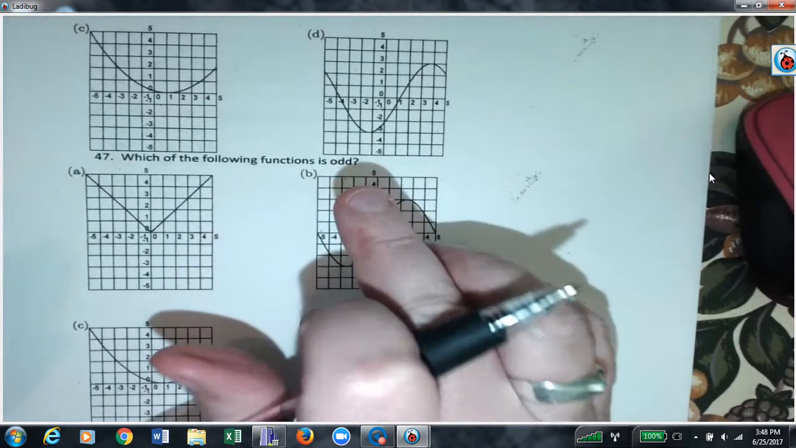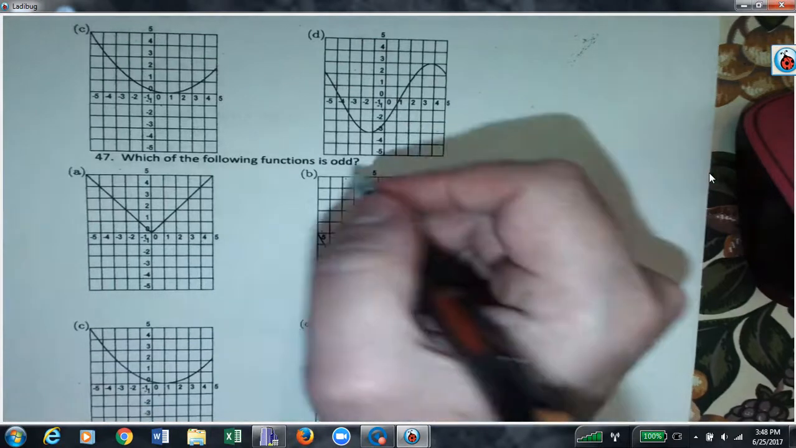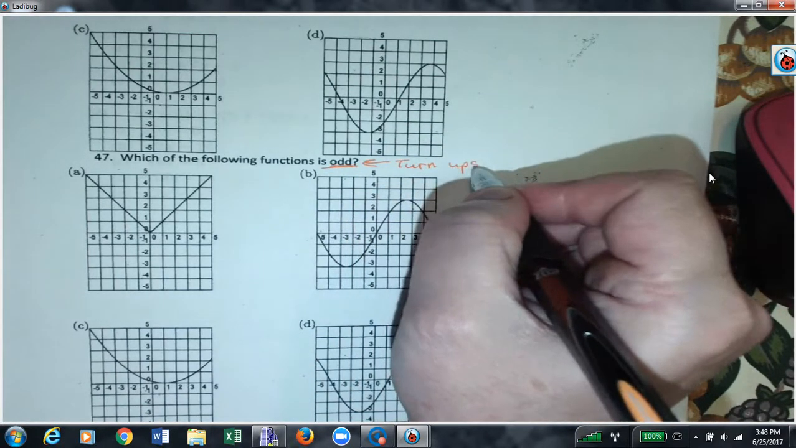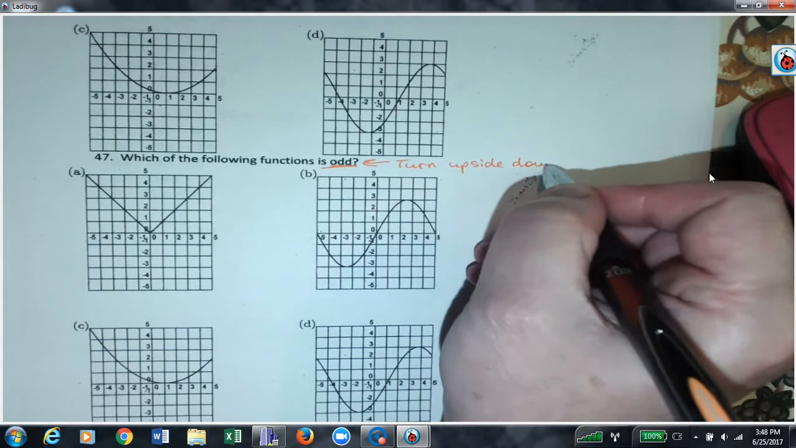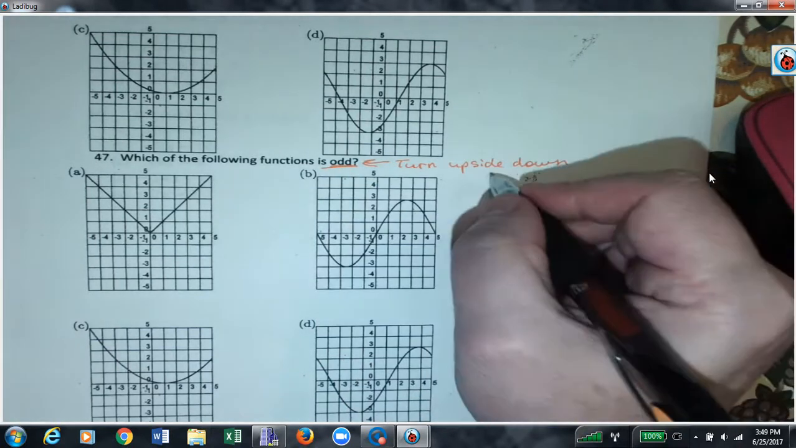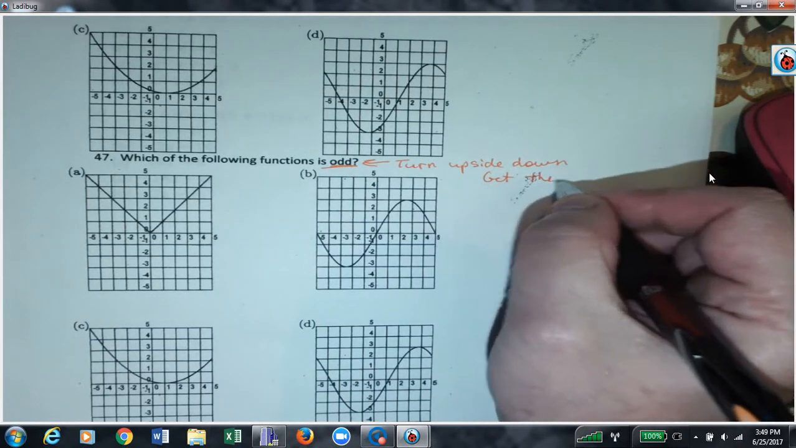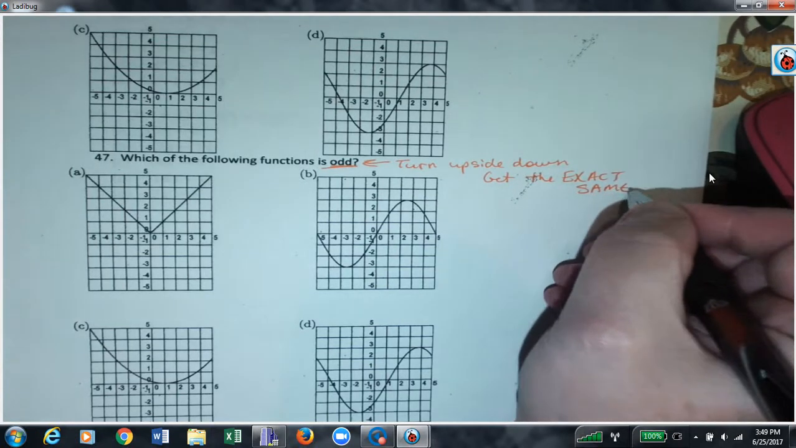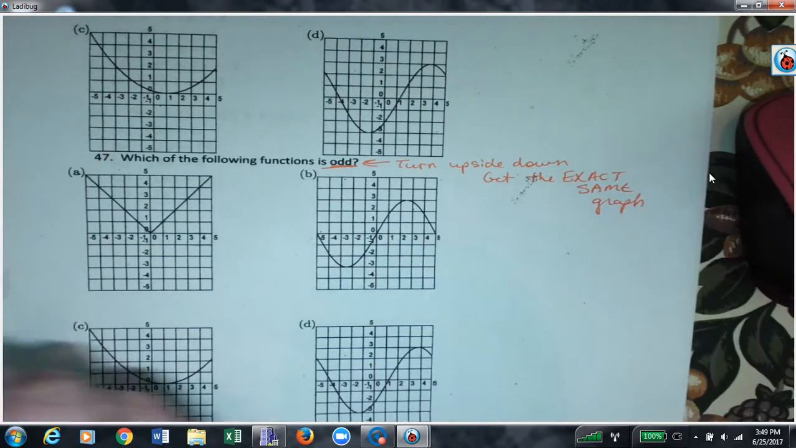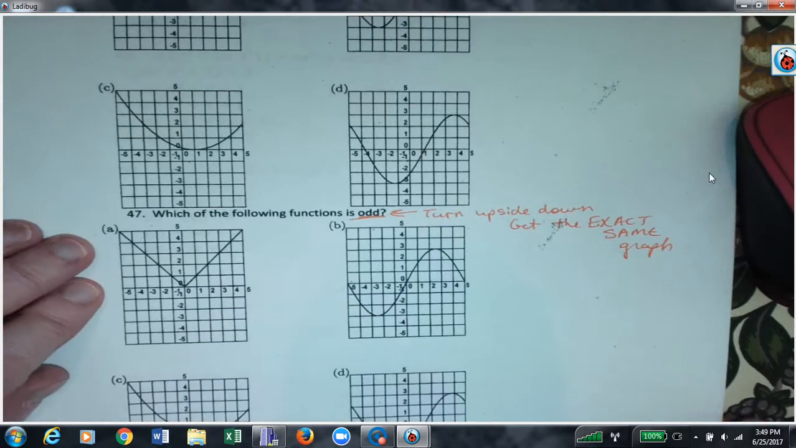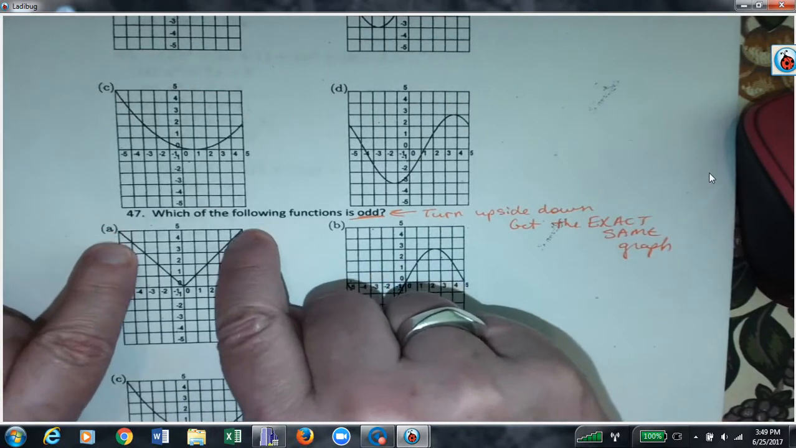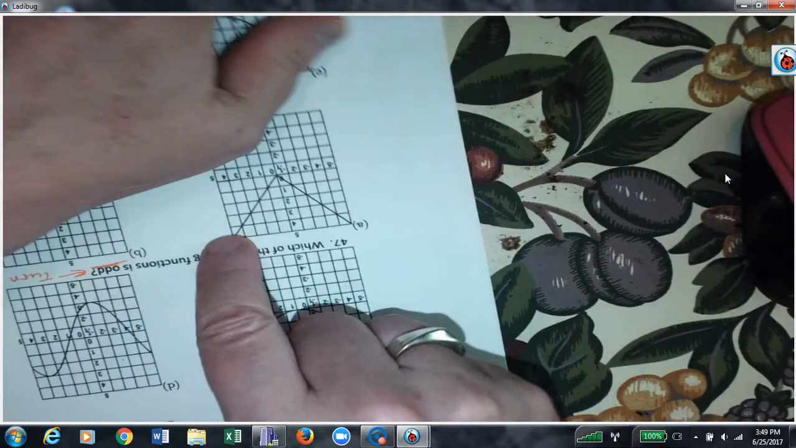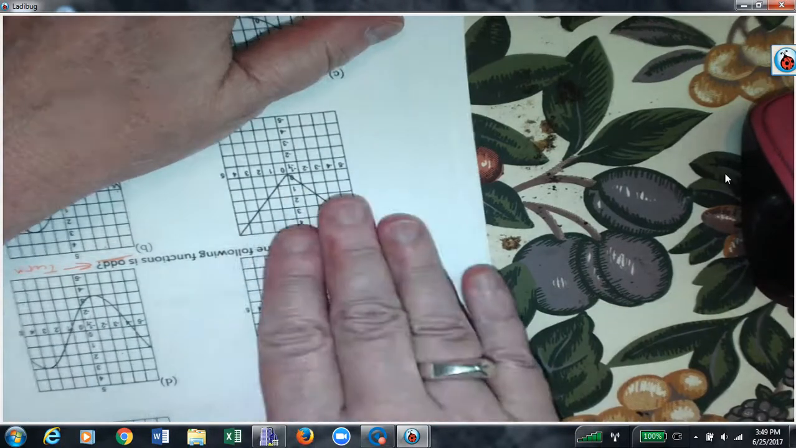Which of the following functions is odd? The test for odd is turn it upside down. And if it's odd, you get the exact same graph. So look at this guy. If I turn him upside down, see, this is like the bottom of the valley here. If I turn him upside down, it's like a mountain. It's not the same drawing.